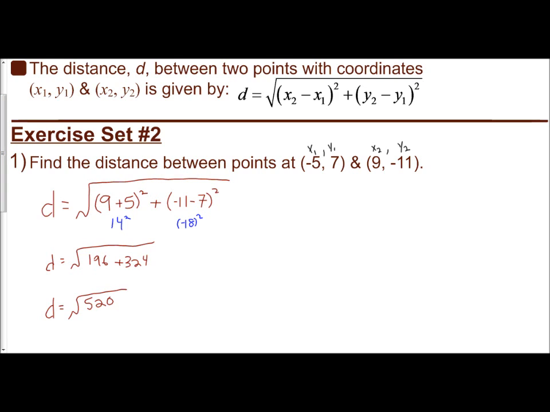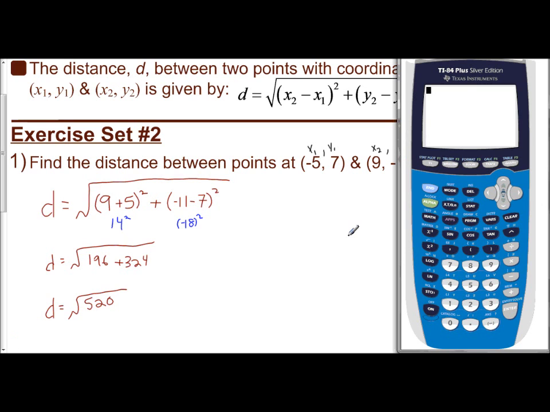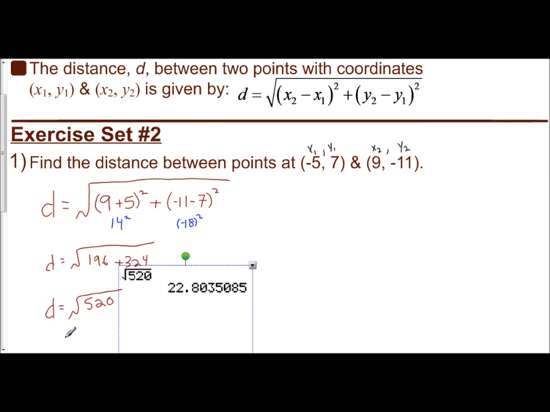As mentioned in the previous example with proving the distance formula applying the Pythagorean theorem, we're not going to worry about simplifying the radical. We're just going to go to our calculator and type in the square root of 520, hit enter, and I get 22.803. So if I round that to 2 decimal places, my distance is equal to approximately 22.80. And so there's our distance formula.